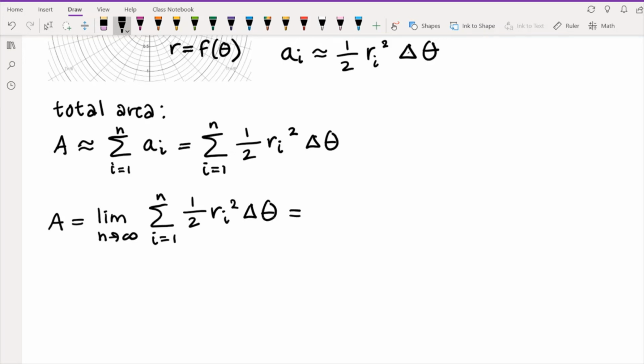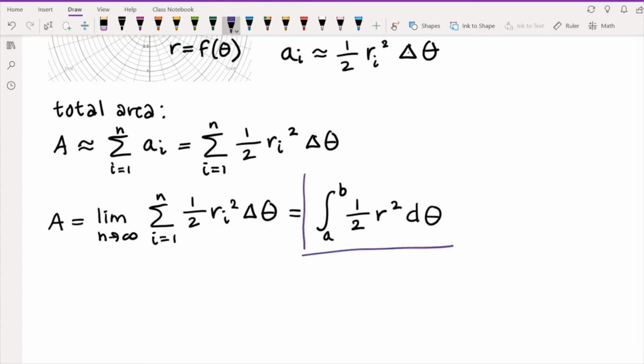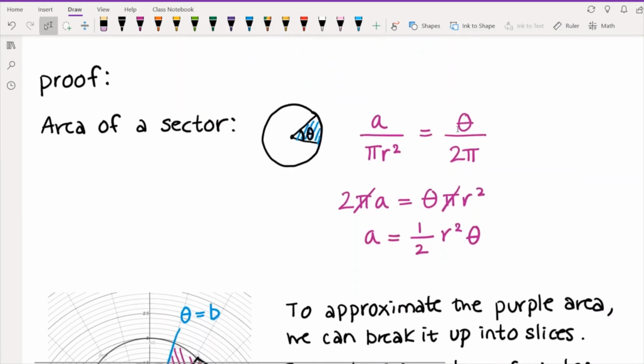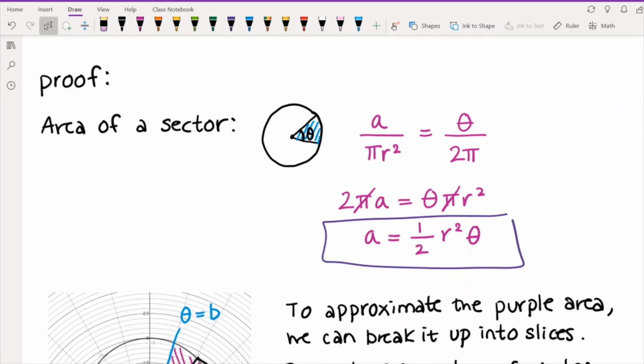And so what would that come out to be? Well, that would turn into an integral. So it's going to be an integral of 1/2 times the radius squared, and then delta theta turns into d theta. And that's exactly the formula that we had written above. If we go back up here, that's exactly the formula I told you was the case. And so really this formula just comes from this fact here. This is really the important fact that leads us to that integration formula.